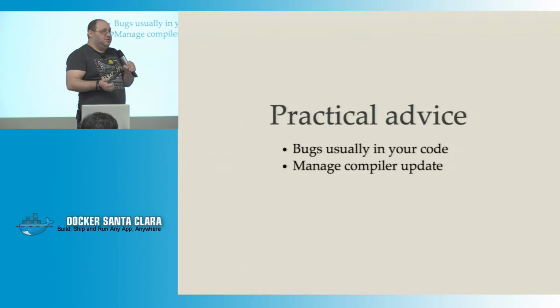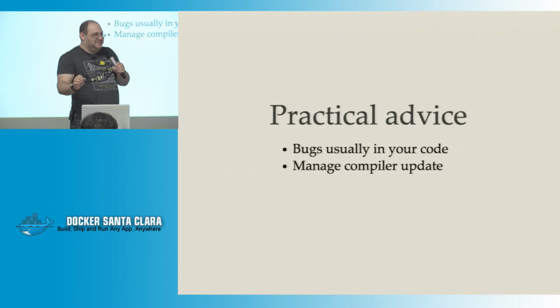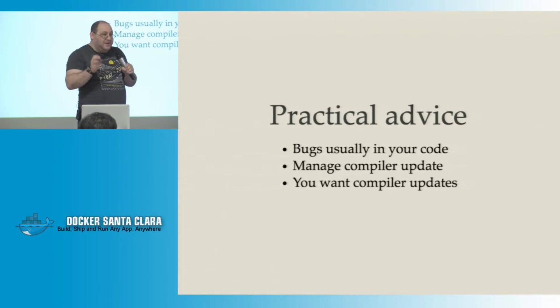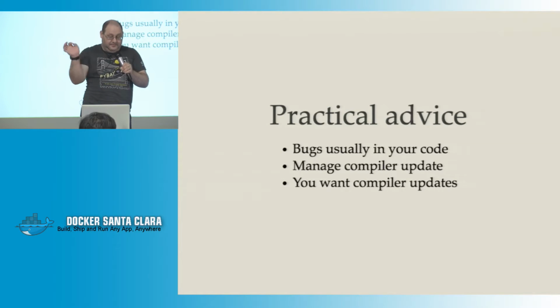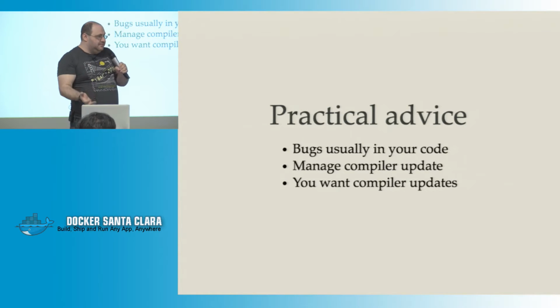But you want to manage your compiler updates. You don't want a new compiler just because of different behaviors. The bugs are in your code, but they'll be exposed slightly differently by the next version of GCC because of the optimizations. But you do want the compiler updates, because at some point, one of the developers will come and say, I really need the new feature in Go 1.8. I really need it. Otherwise, my life will be hell. So you want to manage them, but you still want to allow them pretty easily.